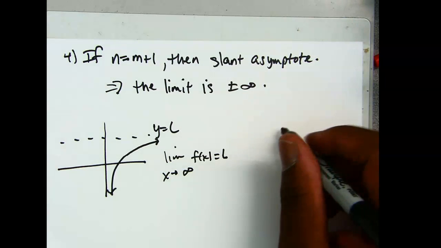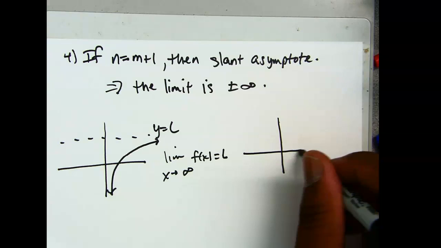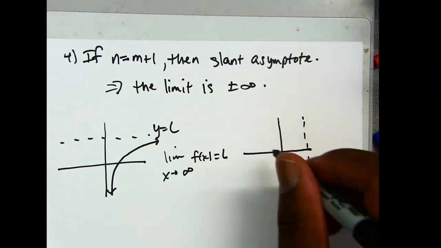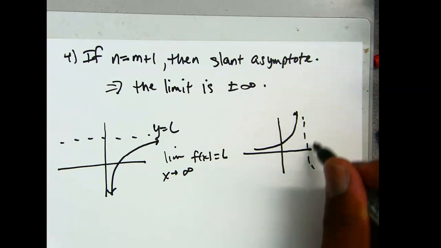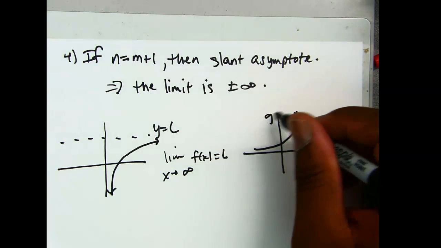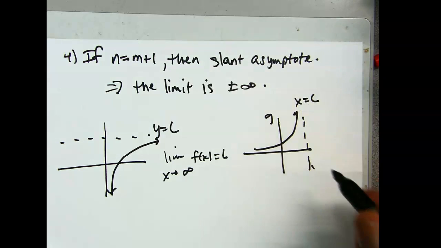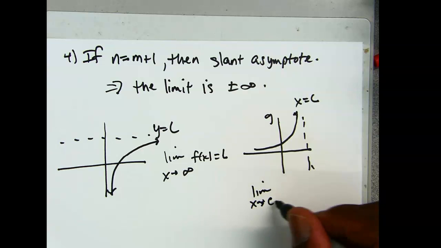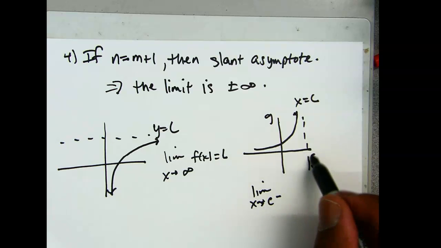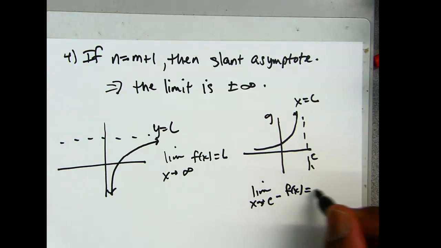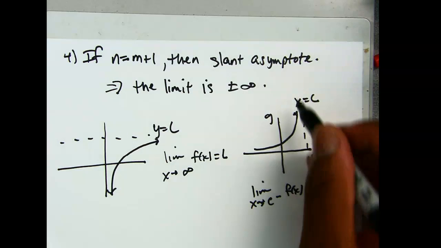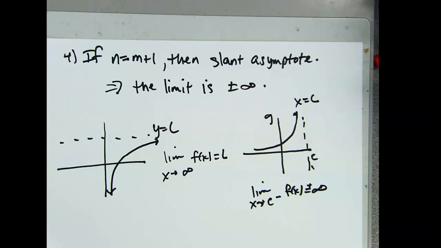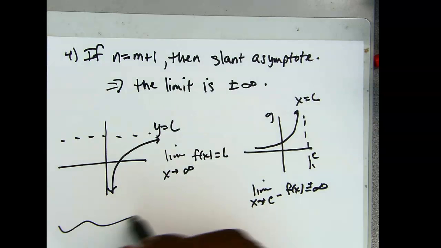Okay, and another example, let's say we have this, and we have a graph that looks like this. Let's call this g. So we have a vertical line, x equals c. Then we can say the limit as x goes to c from the left, because it's approaching c from the left, of f of x is equal to positive infinity, because it's rising unbounded. Okay, so let's take a look at an example.